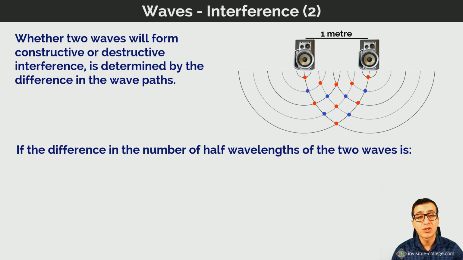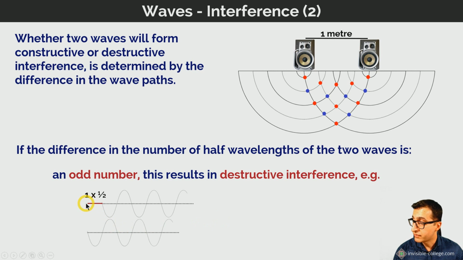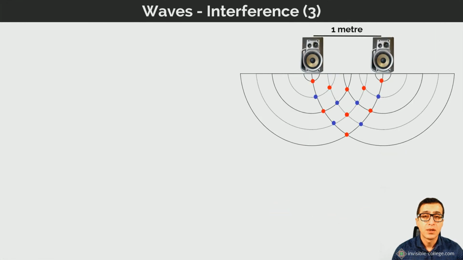But if the difference between the adjacent waves in terms of half wavelengths is an odd number, this results in destructive interference. So if we use a phase difference of 1/2 of a wavelength like this one, we see that a trough lines up with a peak on an adjacent wave and a peak lines up with a trough on the adjacent wave, and so this results in destructive interference. Again, here we have 3 half wavelengths, an odd number of half wavelengths, and again, we get destructive interference.